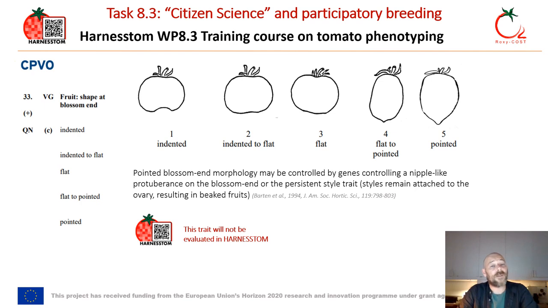A key trait in the external appearance is the shape at the blossom end, which can range from indented, flat, to pointed. As we have seen previously, blossom end morphology is controlled by genes controlling the nipple-like protuberance or the persistent style trait. This is when styles remain attached to the ovary, resulting in the so-called beaked or lemon-shaped fruits. Low night temperatures can increase the presence of these beaked fruits. For observing this trait, we should look at the blossom end of the fruit in the longitudinal section and classify the morphology according to the scale provided by CPVO.